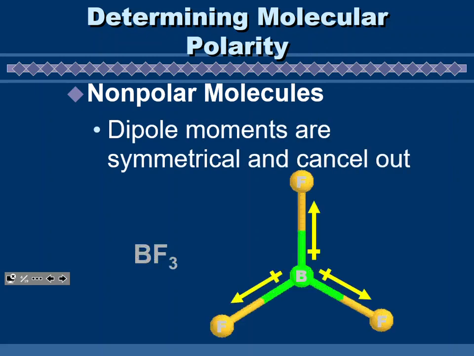An example here is boron trifluoride. Remember, in this case boron forms this trigonal planar shape because it only needs 6 valence electrons. It's one of those weird exceptions. But as you can see, the fluorines are all equally pulling on the electrons. So no particular side of the molecule has a partial charge, and therefore it is going to be nonpolar.